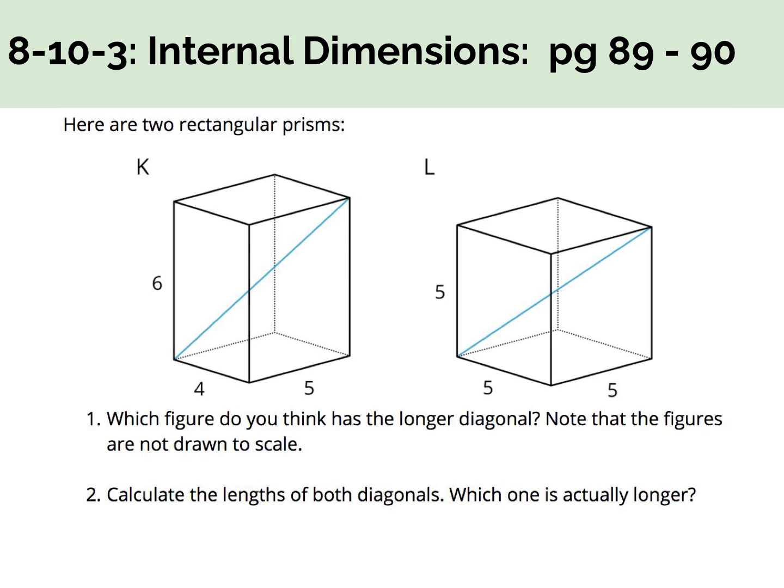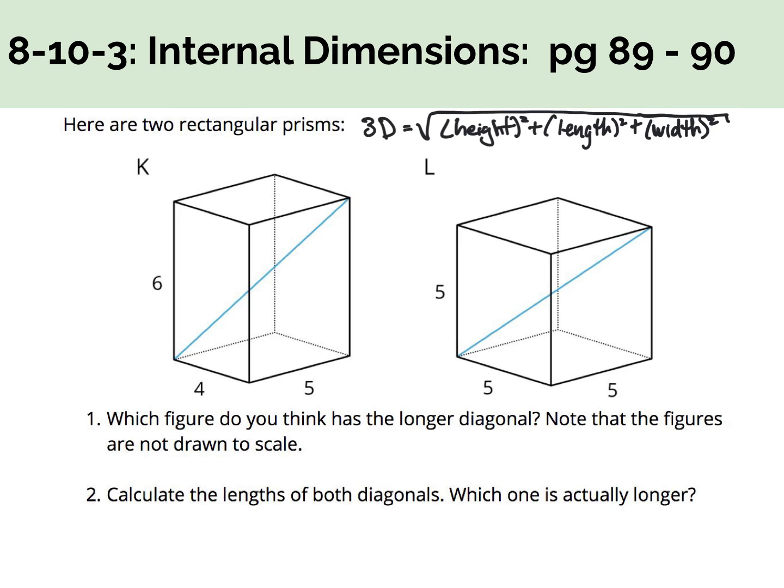All right, so I think prism L, which is this one over here, has the longest diagonal, since it has a larger volume than prism K, but it kind of has the same dimensions. But let's go ahead and figure that out. What we're going to use is the Pythagorean theorem. Notice I have it written up at the top. It is our height squared plus our length squared plus our width squared, and then square root all of that after it's been added together.